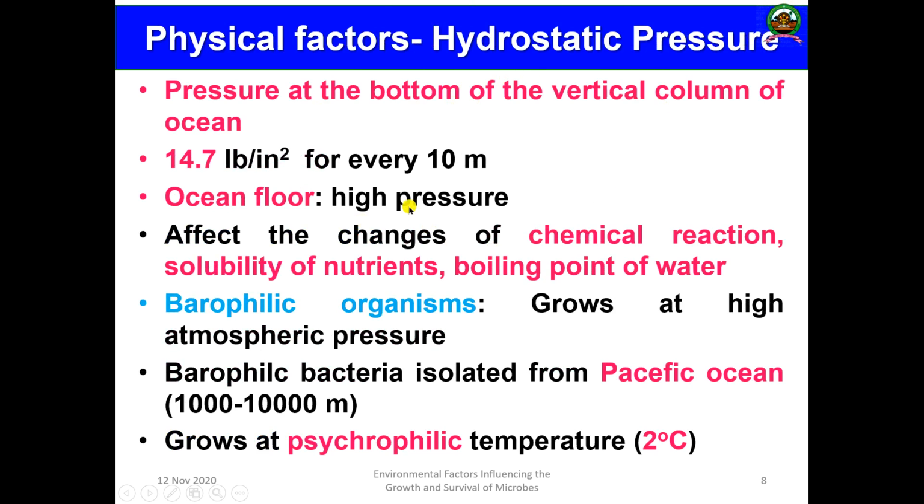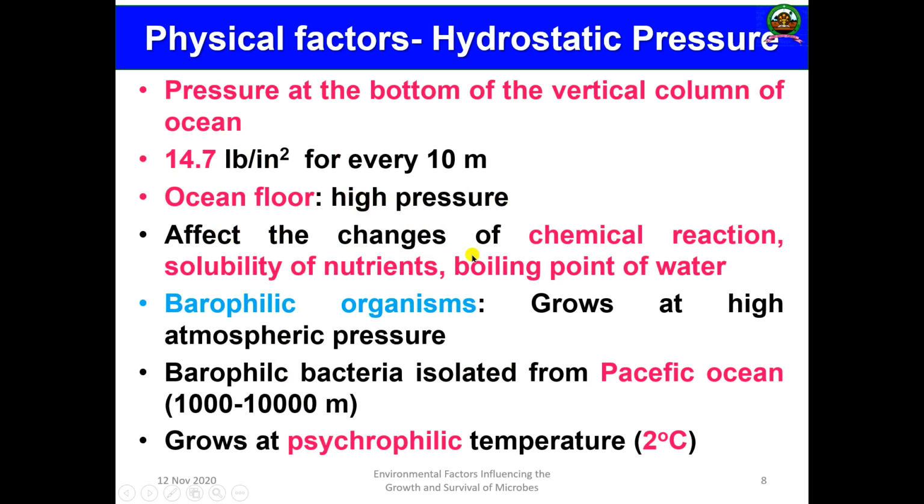Another pressure is known as hydrostatic pressure. Mainly this is inside a water body, for example the bottom of the ocean. If you travel from top to bottom of a vertical column of ocean, the pressure will vary. Every 10 meters there is a variation of 14.7 lb per square inch. The ocean floor has high pressure.